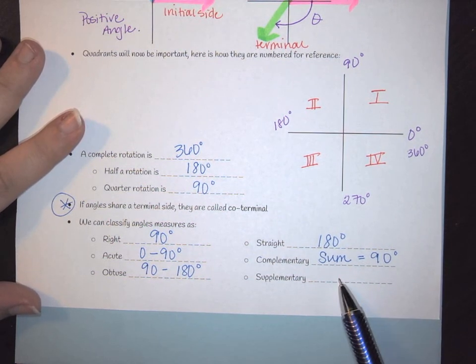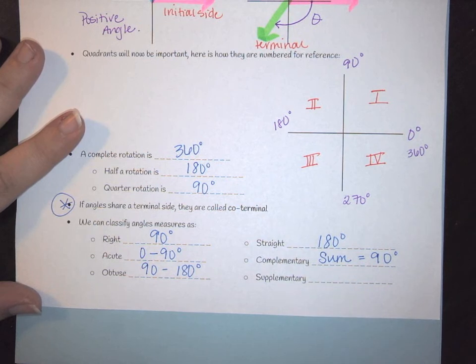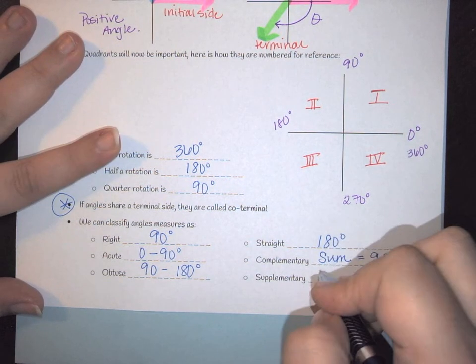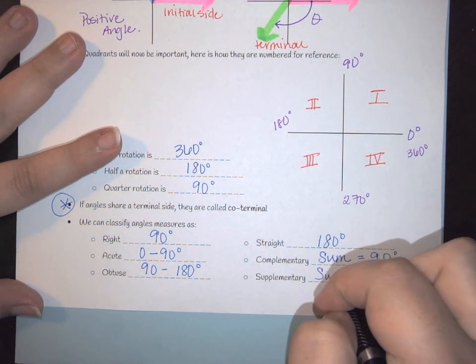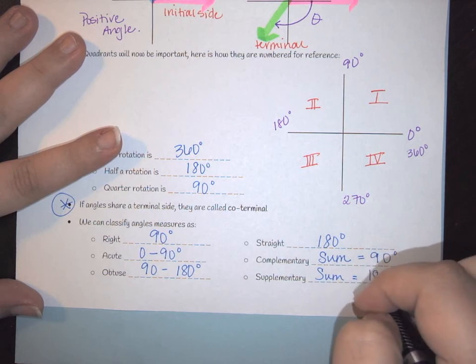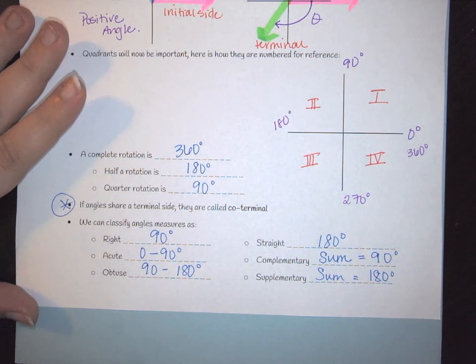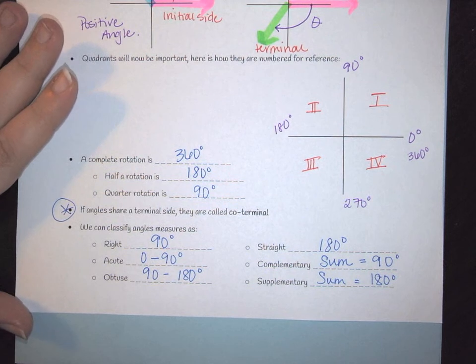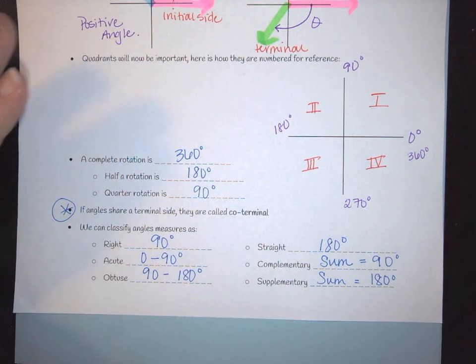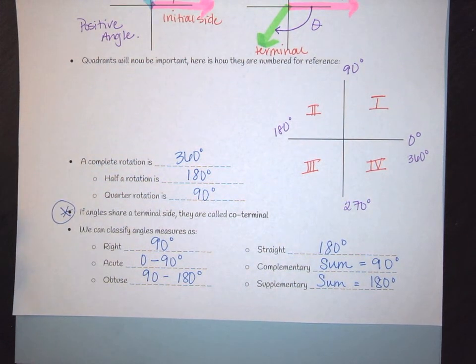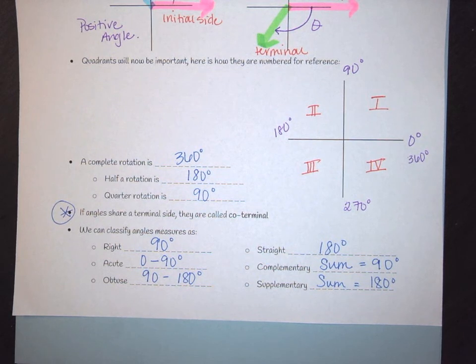Now, that's then the same case for supplementary. Only instead of adding together to give you 90, in this case, we're going to sum together and give you 180. Okay? So again, that can be anything from 2 or more angles. But the trick is when you add them all together, you end up with 180 degrees. So there you have it.